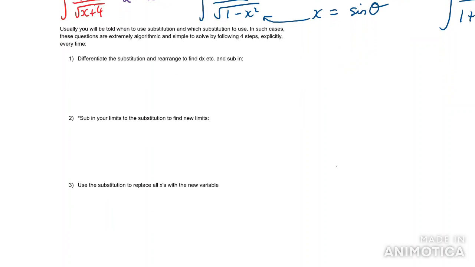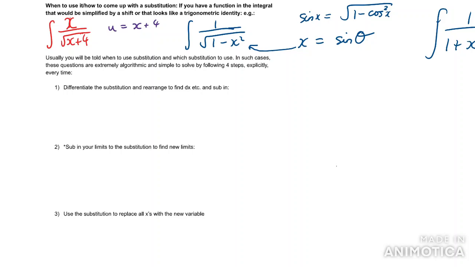Now, how do you actually do integration by substitution? Well, once you have the right substitution, either you've been told or you've guessed, they're actually extremely simple because they're very algorithmic, and you just follow the following 4 steps every time, just explicitly. So let's do this one, and let's say we had a pair of limits. So we had between 0 and 1 with dx. So let's just walk through it. We're using x equals sine theta. Okay.